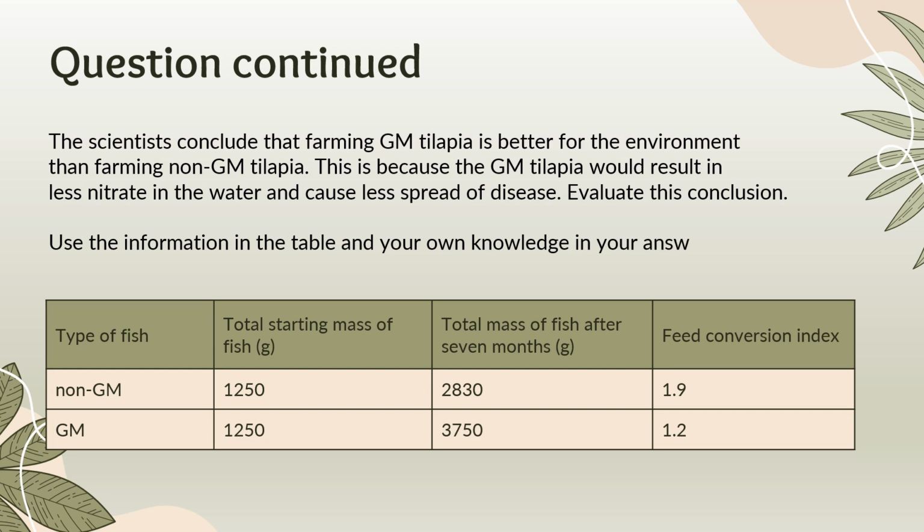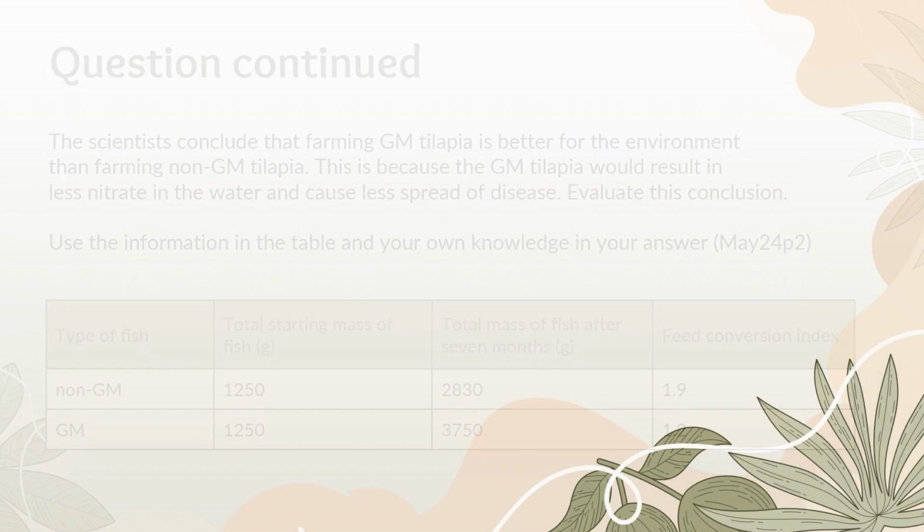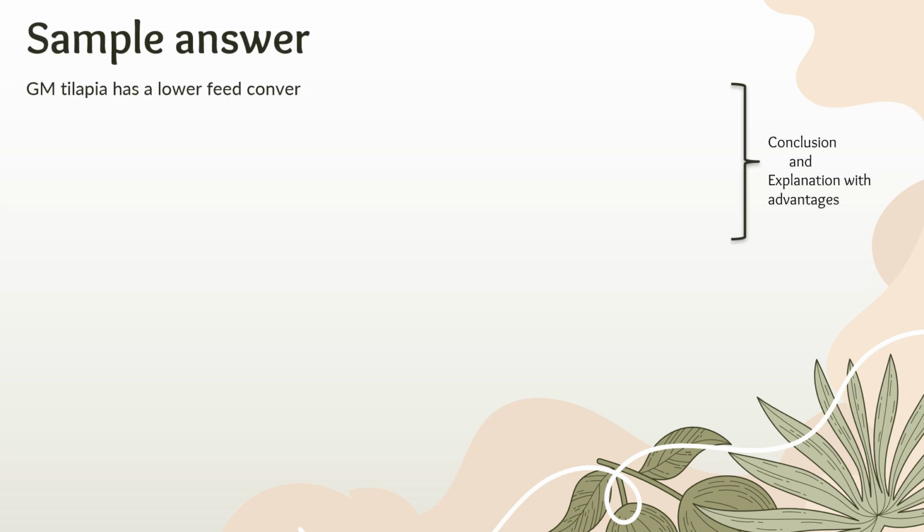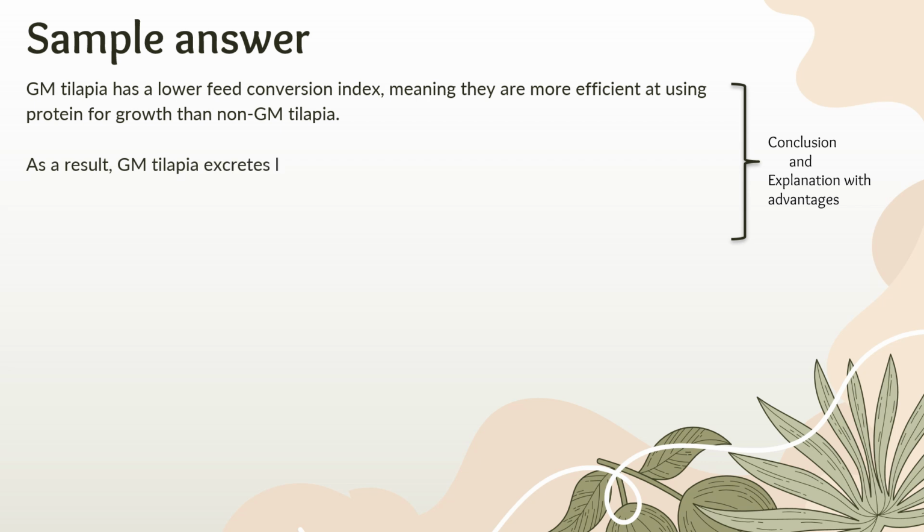Moreover, the feed conversion index is also lower for GM tilapia, meaning it is more efficient than non-GM. Here is the candidate's answer. GM tilapia has a lower feed conversion index, meaning they are more efficient at using protein for growth than non-GM tilapia, starting directly with the conclusion.